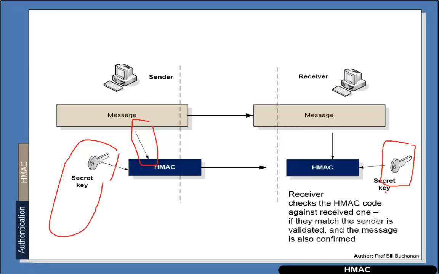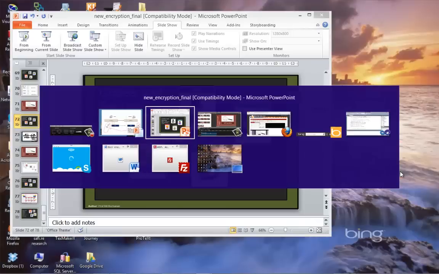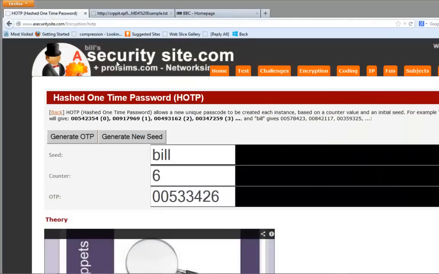So normally we create a session key. At the start of a session, we might do Diffie-Hellman and create a secret key. After that, we can use HMAC to authenticate the messages. So let's have a look at an example of this.